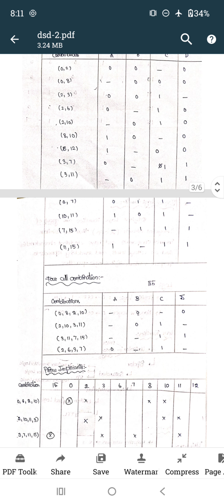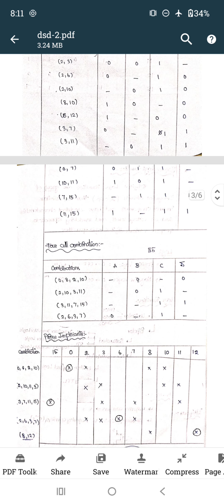So in this combination we checked the 4 cell combination and formed the grouping. It's like 0, 8, 2, 10. So we checked the 0, 8 and 2, 10 combination, then dash 0 dash 0. Then combining 2, 10 with 3, 11 gives dash 0 1 dash. Then combining 3, 11 with 7, 15 gives dash dash 1 1.